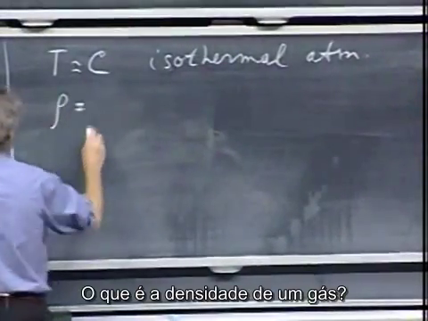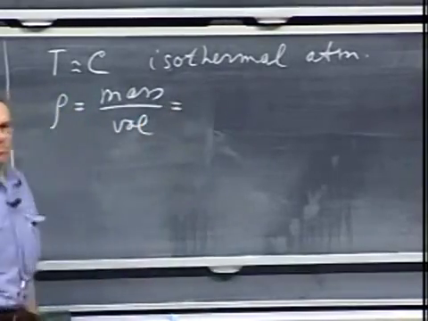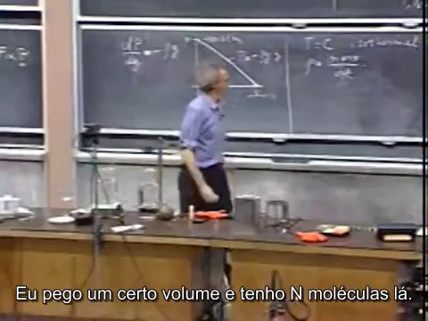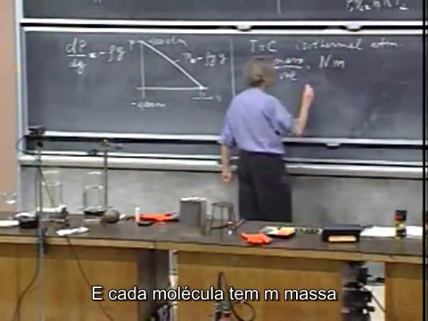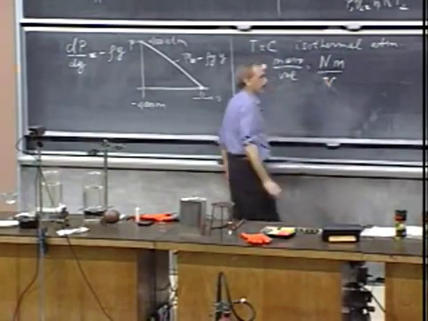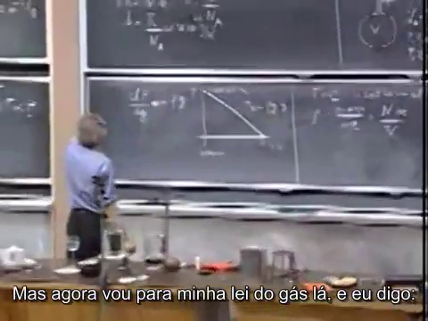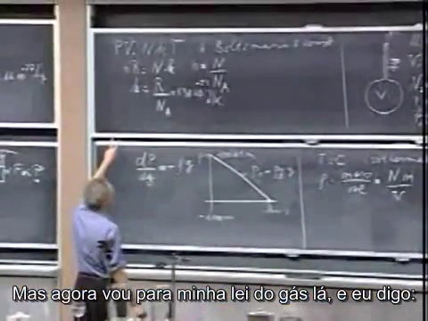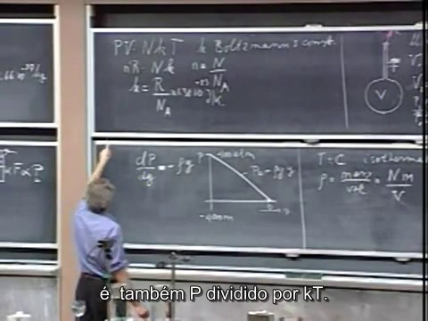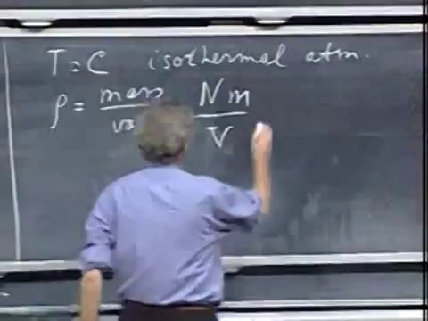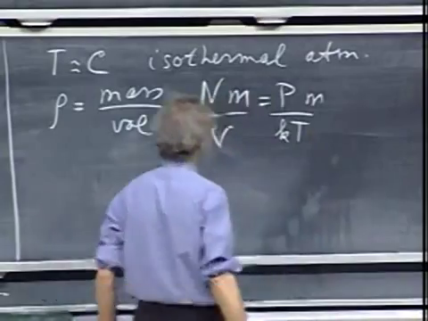What is the density of a gas? Well, it is the mass of the gas divided by its volume. I take a certain volume, and I have N molecules in there, and each molecule has mass m, and this is the volume. So this is the density. But now I go to my gas law, and I say, aha, capital N, the number of molecules divided by the volume, is also P divided by kT. So this is P divided by kT times m.